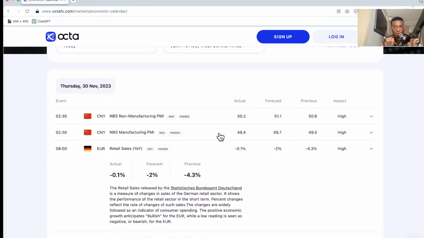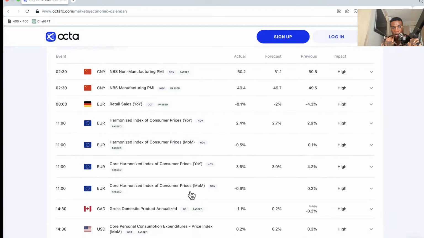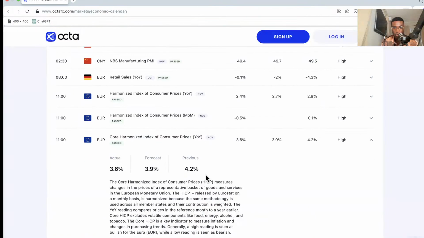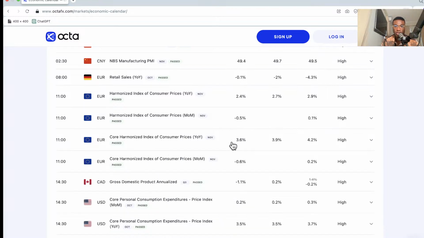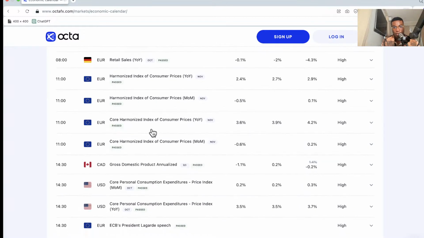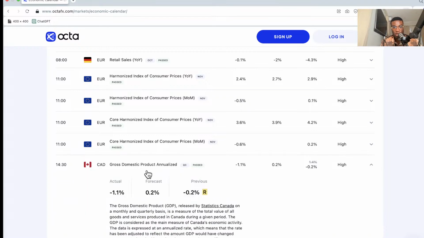The retail sales is a measure of changes in the sales of the German sector, just like you can see here. We had reports on the consumer price index, core index of consumer prices, and also harmonized index of consumer prices. Now, the consumer price index measures the change in price of goods and services purchased by consumers. Again, you can always read through and see what impact the actual data is going to have on the domestic currency of the countries. We've had GDP, analyzed GDP for the Canadian dollar as well.